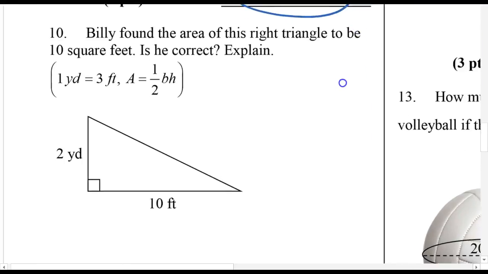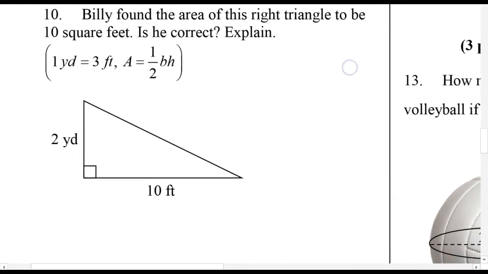Okay, now number 10. Billy found the area. So remember, area, we're going to be looking for how much space is inside. We're using a special equation. So we're not looking for the length around, we're looking at how much space is inside. Billy found the area of this right triangle to be 10 square feet. So Billy did some calculations, and he said that the square feet, or the area here, is 10. Is he correct? Explain your answer.